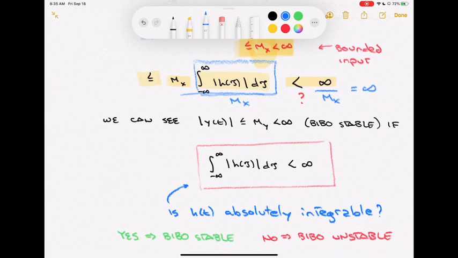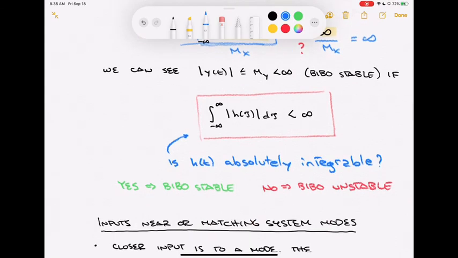Is h of t absolutely integrable? If it is, it's BIBO stable. If it is not, it's BIBO unstable. I'd encourage you to take a quick look at some point in the book.